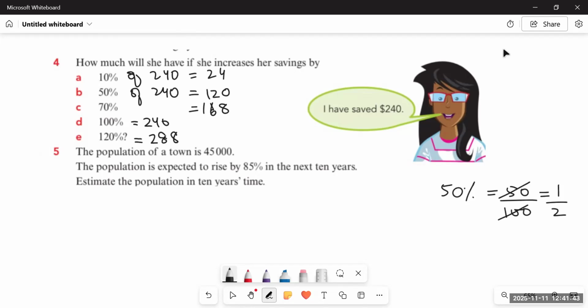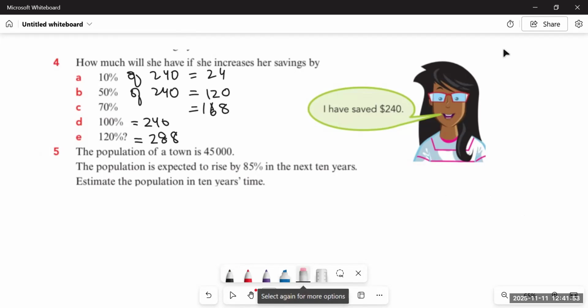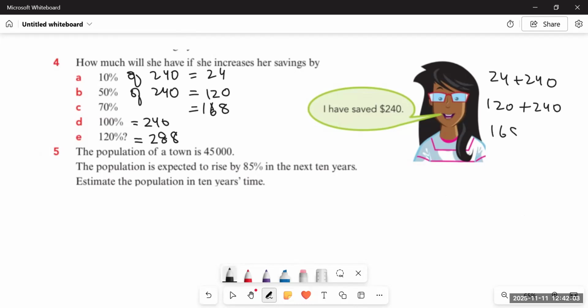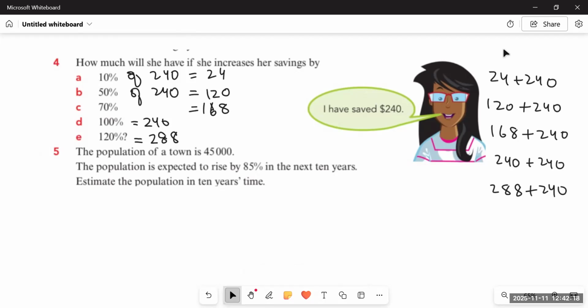Now, if we have to increase 240 by these amounts, when we increase 240 by 10%, it would be 24 plus 240. The second one would be 120 plus 240. The third one would be 168 plus 240, because the original amount would remain the same. Right? We are increasing 240 by these actual amounts. Then 240 plus 240, and then 288 plus 240. So what are we supposed to do in all these questions?